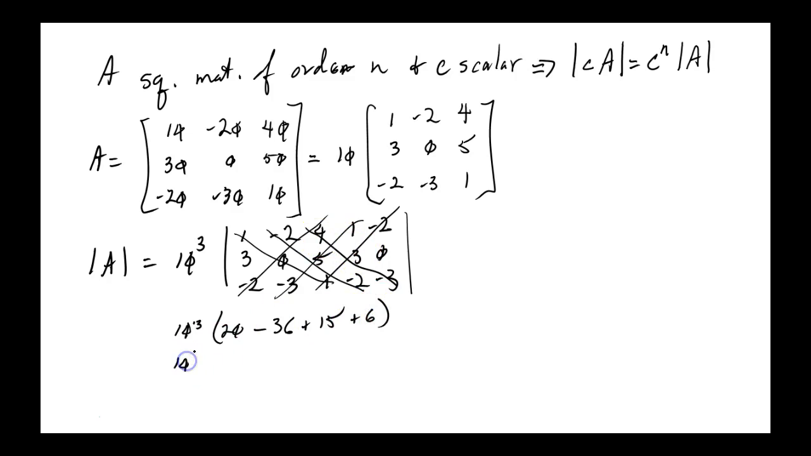So it'd be 10 to the third times 20 and 15 is 35 minus 36 would be a minus 5 plus 6 is 5. So this will be 5,000. That would be the determinant of that original one. And sure enough, that's what it is.